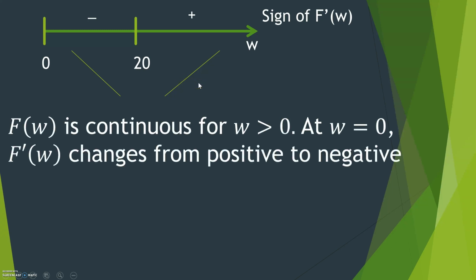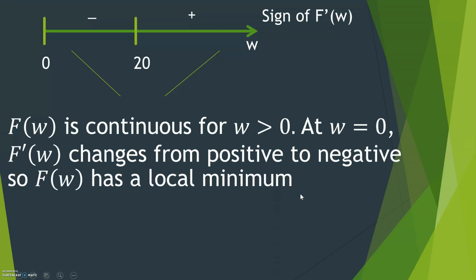I need to explain my answer. Turns out, according to the College Board, this sign chart isn't enough. So we need to explain what we see in this sign chart. The first most important thing is f is continuous for w values greater than 0. Without continuity, f isn't going to have a maximum, a minimum, anything going on. So then I say what I see. At w equals 0, f prime changes from positive to negative. Okay, now we need the consequence of that. So f has a local minimum.